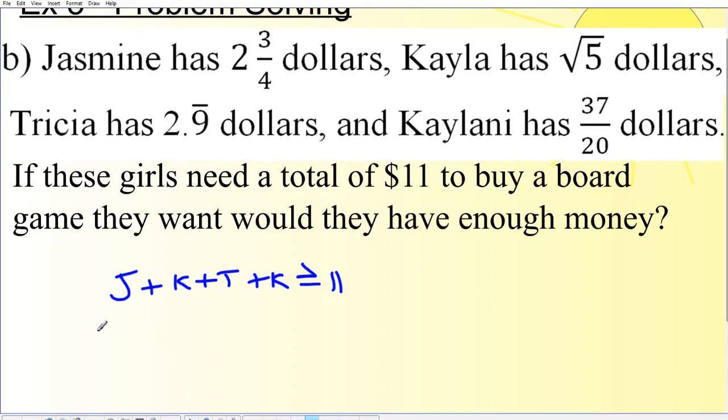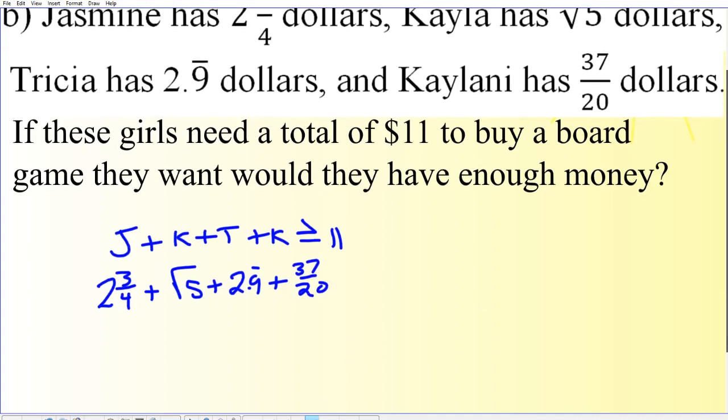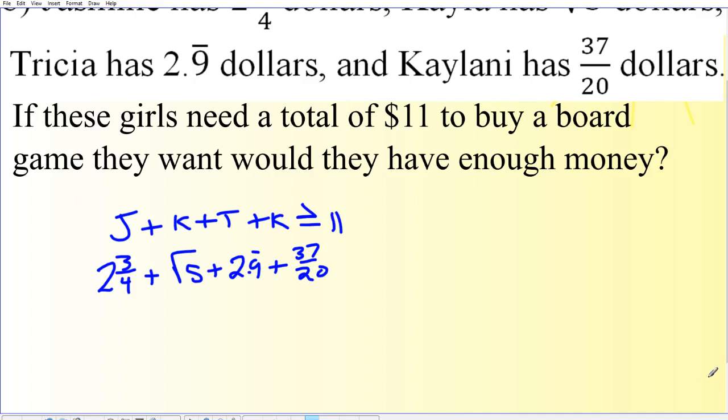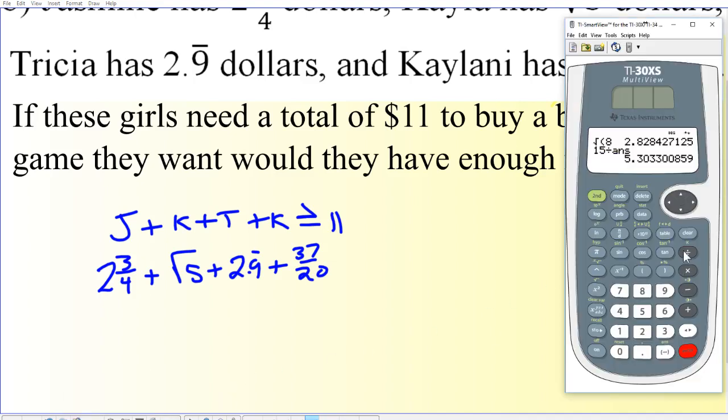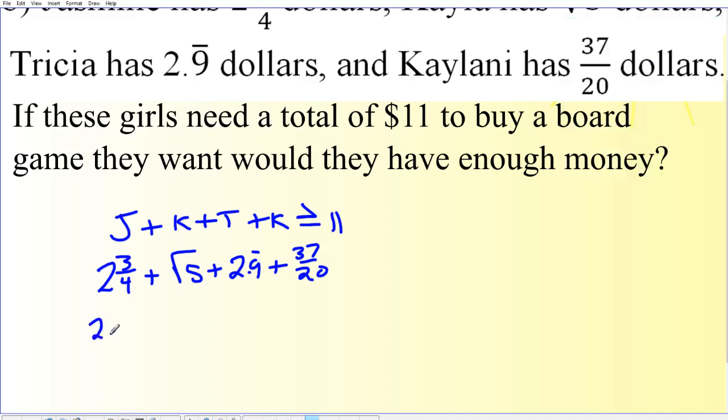So Jasmine has 2 3/4 dollars. Kayla has square root of $5. Trisha has 2.9 repeated dollars. And Kaylani has 37 over $20. I do not recommend just trying to type this whole big, huge monster into your calculator. It is going to be so confusing for the calculator to understand what you're trying to type in. Do them separately. 2 3/4. You know it's going to be 2 point something. And hopefully by now you know 3/4 is 0.75. So 2.75.